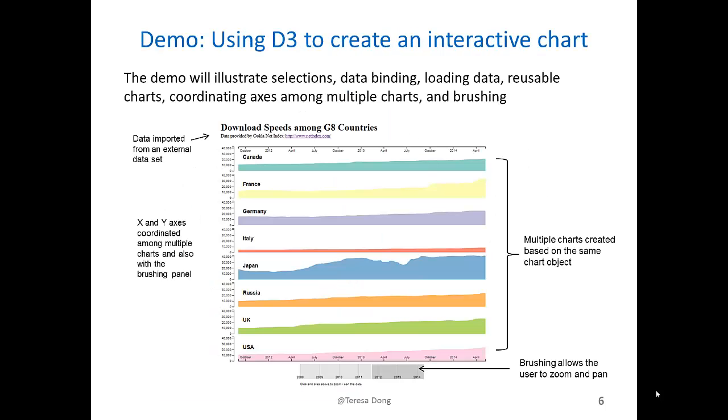The demo that I will be using for this final project compares download speeds among G8 countries. Using the brushing tool on the bottom, we will be able to interactively adjust the x-axes for all of the area charts using D3. This demo will illustrate the concepts of selections, data binding, loading data, reusable charts, coordinating axes, and SVG objects such as the brushing tool.